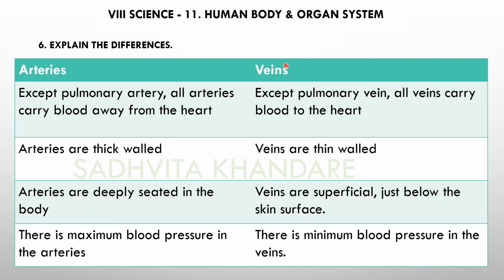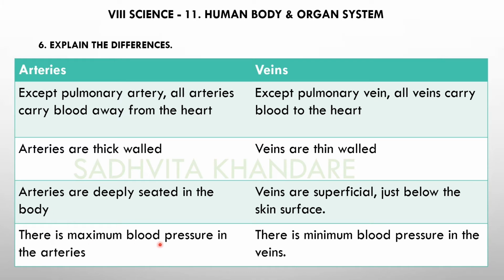Next question, explain the difference between arteries and veins. Except the pulmonary artery, all arteries carry blood away from the heart. Except the pulmonary vein, all veins carry blood to the heart. Arteries are thick-walled. Veins are thin-walled. Arteries are deeply seated in the body. Veins are superficial, just below the skin surface.